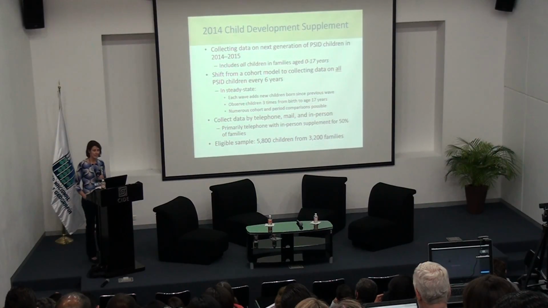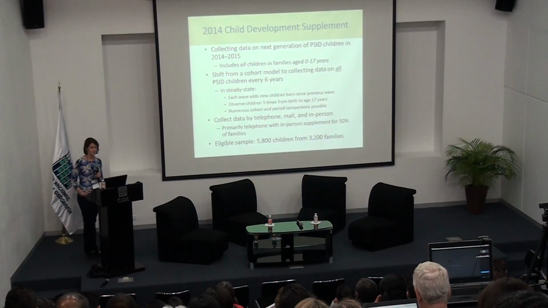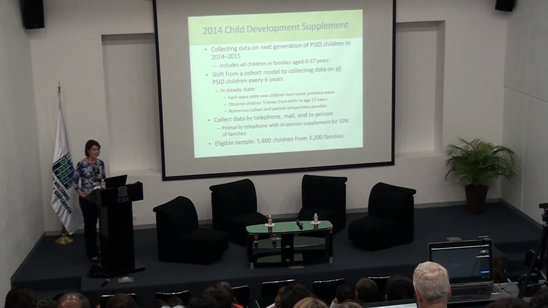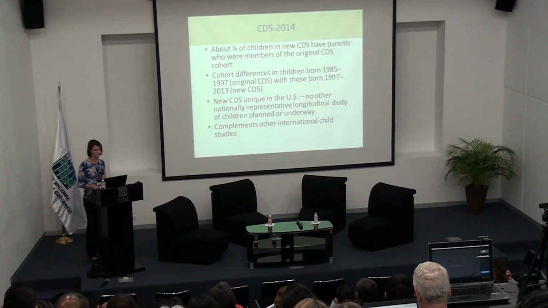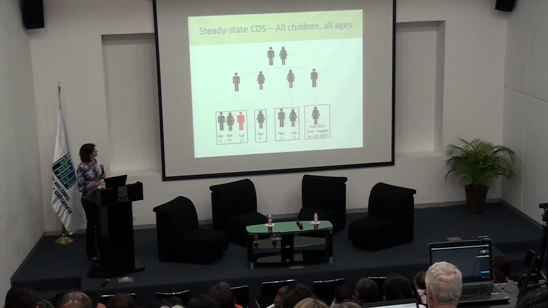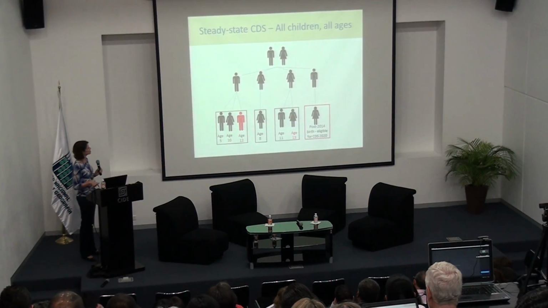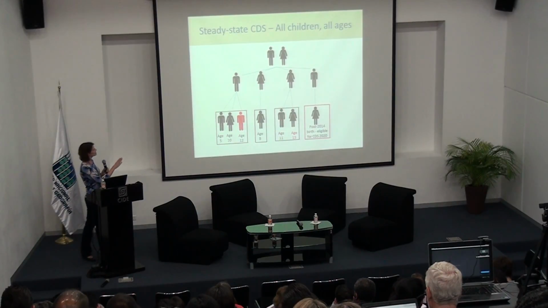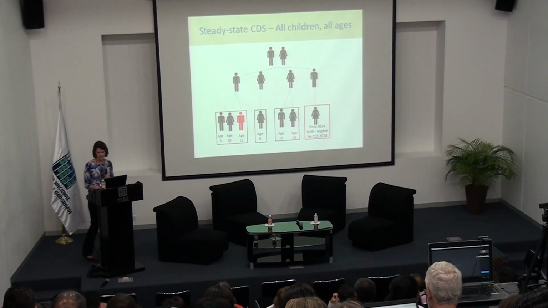The data in this study were collected not entirely in person. We did this by telephone, by mail, and in person. And so the interviews were done primarily by phone, and we had in-person sampling for half of families. And our eligible sample included about 58 children. Sorry, I got these out of order. I just want to go back to this illustration I used earlier to show that this new design now means that we'll be including all children in households. So where there are 3 children in a household, we'll see them all. Where there are children who are teenagers, we'll see them. And anyone who's born after 2014 will eventually pick up the next one and see CDS.